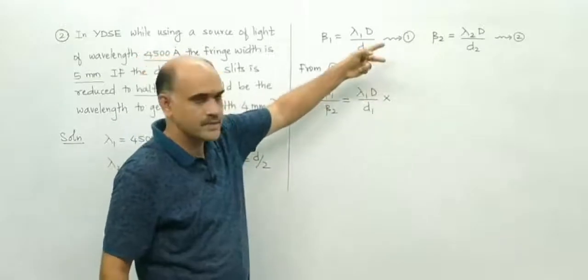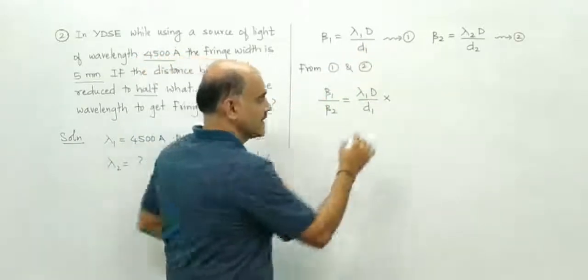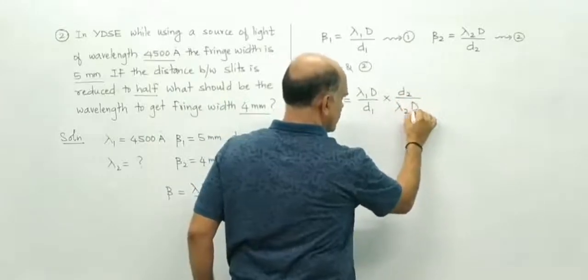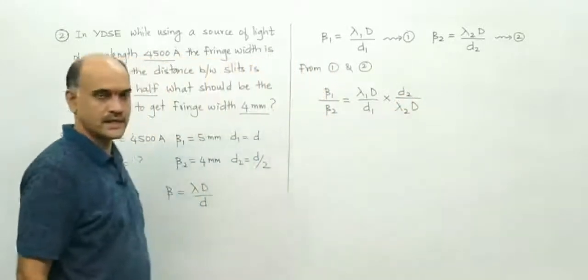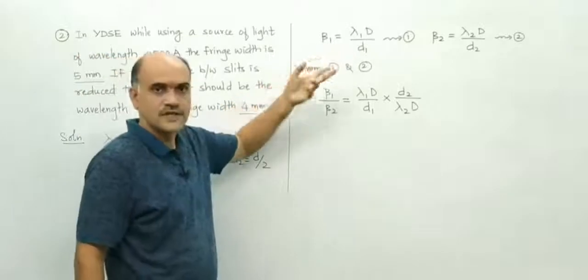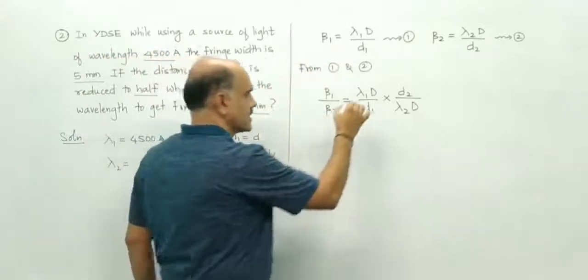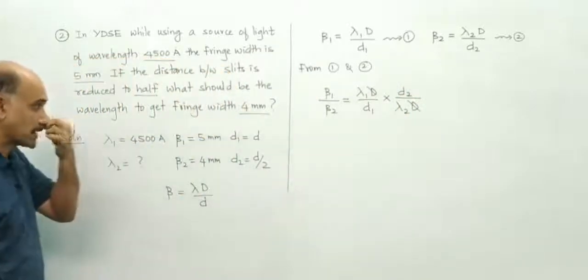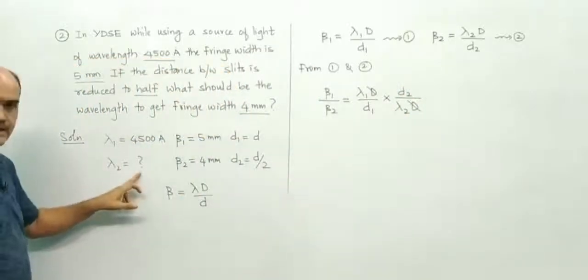means it will become reciprocal and multiply. Therefore, I will have d2 by lambda 2 into t. Clearly? So, dividing one by the other, here capital D gets cancelled. Now, substitute in one step directly and you will get the lambda 2.